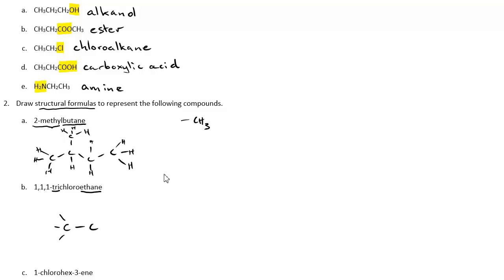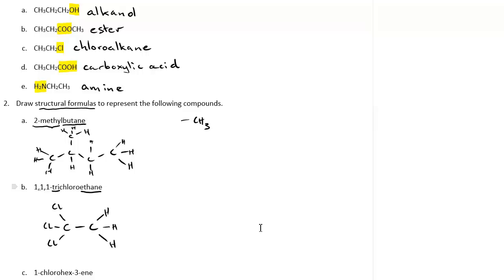3 bonds to chlorine. That's why it's trichloro, and that's why it's all 1. Because this is on the first carbon, this one's on the first carbon, so is that. And that's just the convention that chemists use. So you do have to indicate first of all the position of them and then how many of them you have. Okay?